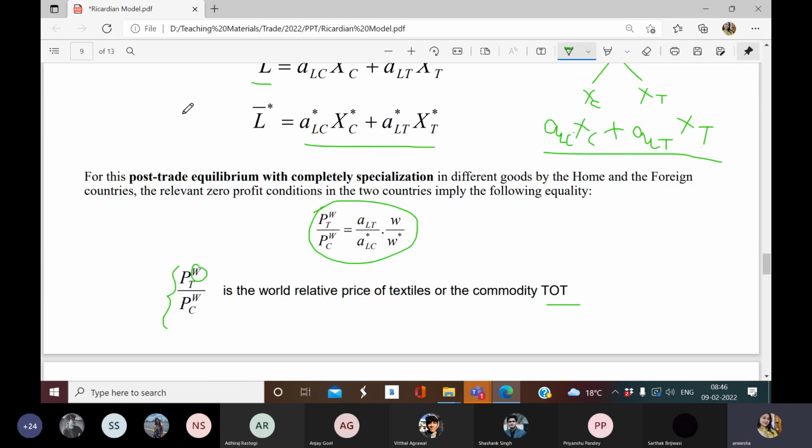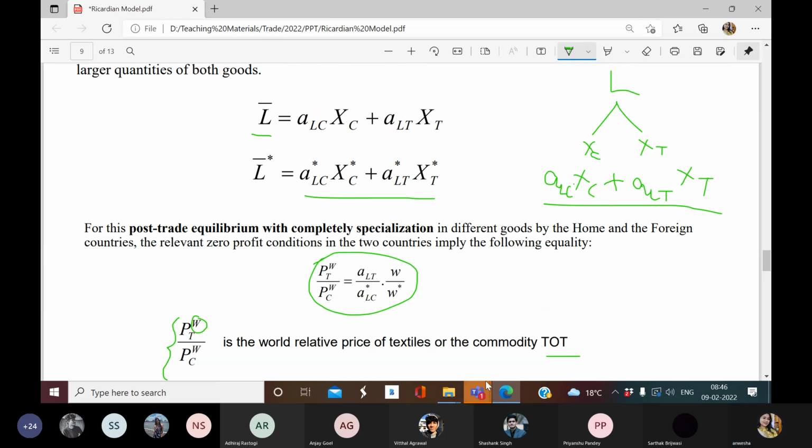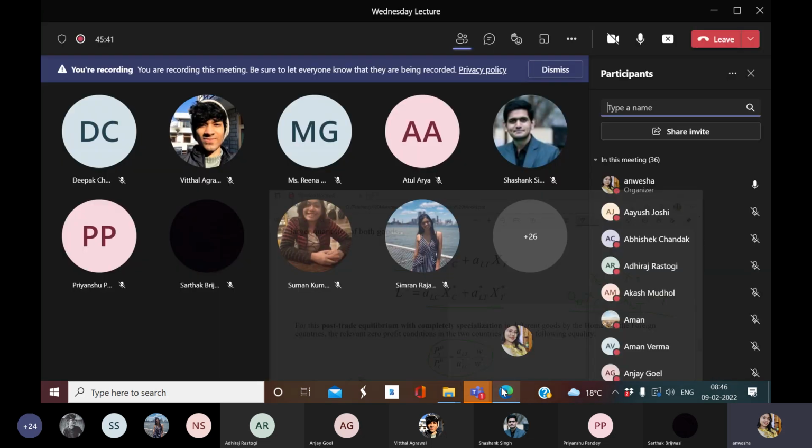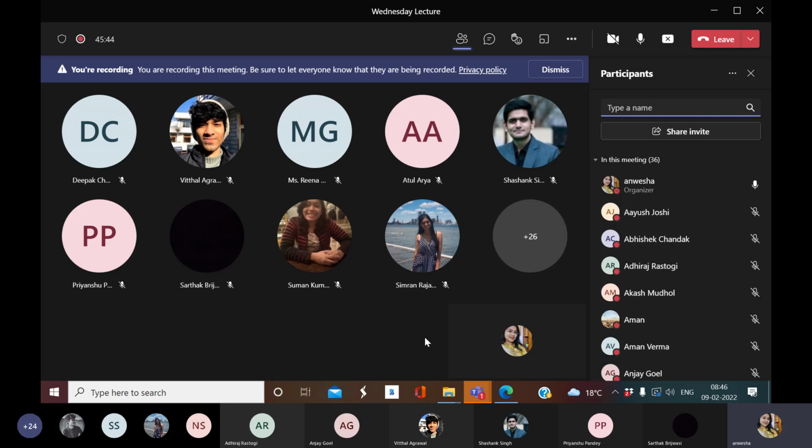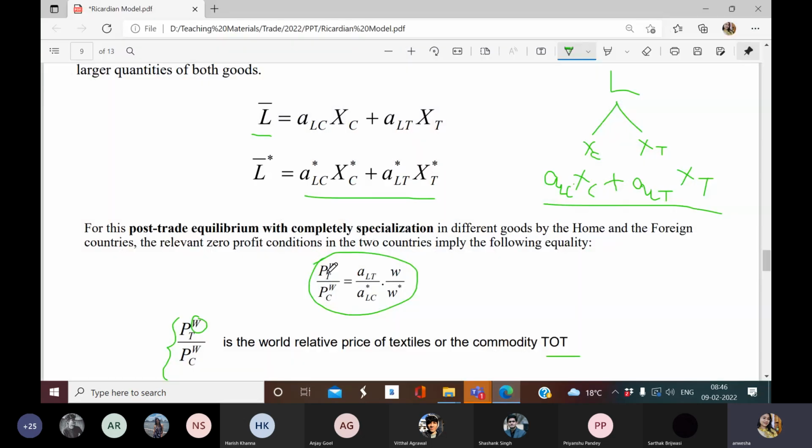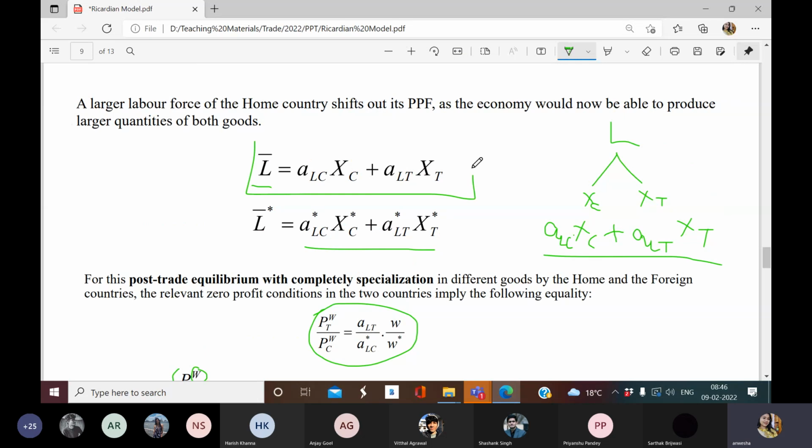So let us first plot the PPF. How will the PPF look like? We were already discussing in the last class. You have constant cost here. So what will be the shape of the PPF? Downward sloping linear. Downward sloping straight line, yes. So your PPFs are nothing but the plot of the full employment conditions here, L bar and L bar star.